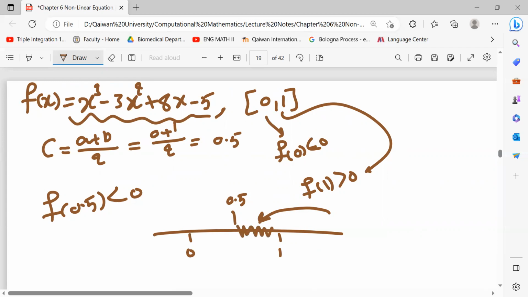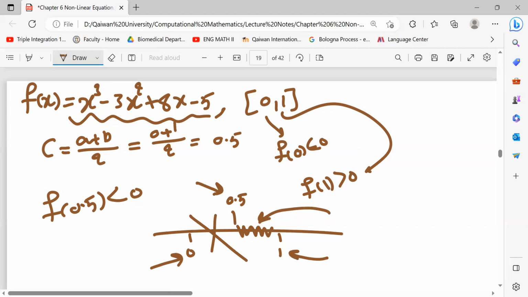This is our new interval because f of this is less than 0 and f of this is greater than 0. The other one is not our new interval because f of both are less than 0, so we have no solution for the function in that interval because both have the same sign. Both endpoints must always have different, opposite signs.